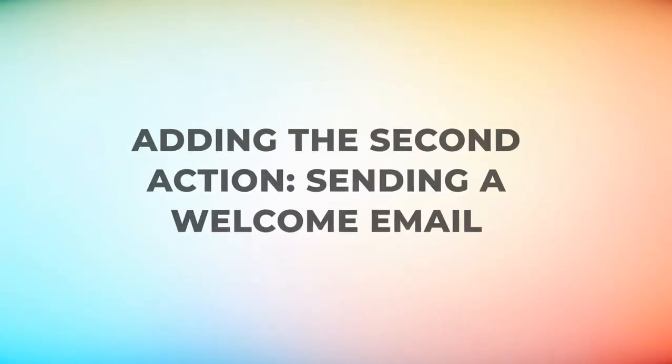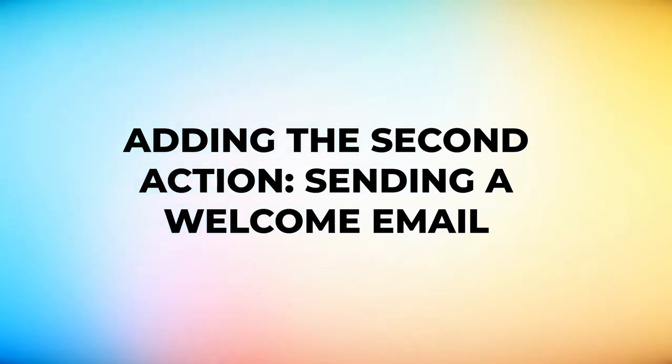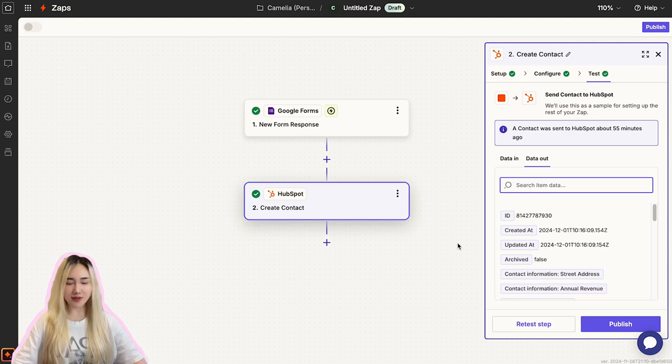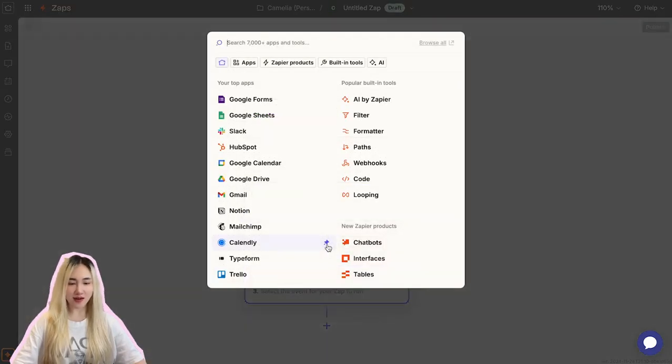Next, let's move on to the second action, and we will set up an automated email to welcome these leads right after they are added to the CRM. This step ensures that every lead receives a warm, professional greeting immediately after submitting their information. In Zapier, click the add icon to start setting up the second step.